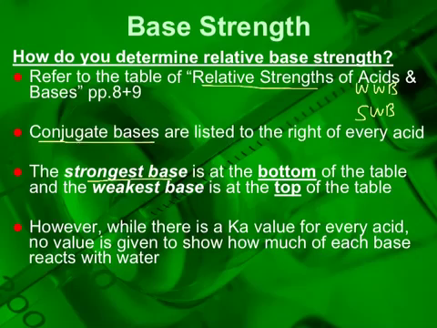At the very last column in your table, you'll notice that there's a Ka value. However, it does not show the Kb value. We can calculate the Kb value by rearranging our equation Kw equals Ka times Kb to solve for Kb. So then Kb equals Kw divided by Ka.